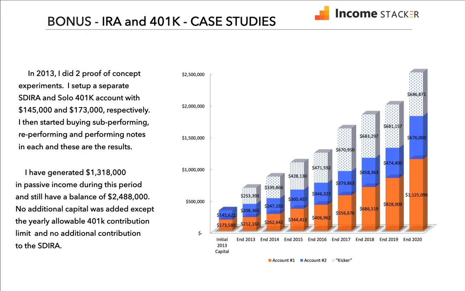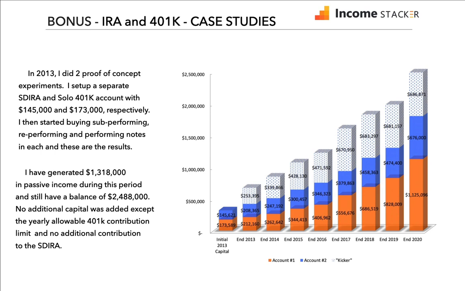Okay, now let's take a look at a few case studies with an IRA and a 401k. Let me give you a little background here. Back in 2013, I did a couple proof of concept experiments. I wanted to find out how quickly I could build my wealth through notes, private lending, and rental real estate. In this case, it was notes. I set up a couple separate accounts, one with a self-directed IRA and one with a solo 401k. Starting with $145,000 in the self-directed IRA and $173,000 in the 401k.